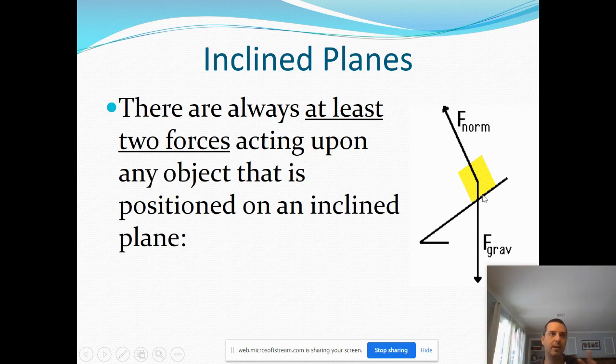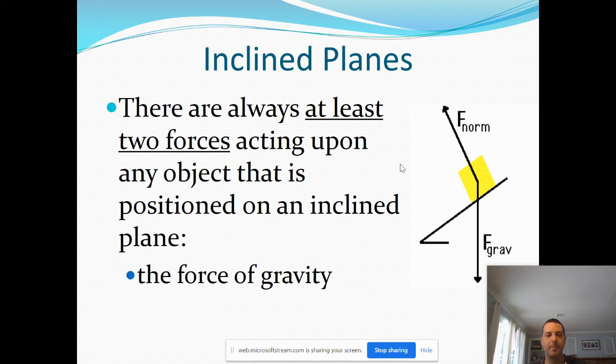Now, we talked about those three factors, but there's at least two forces that are always going to be acting on an object on an incline. The first one is going to be the force of gravity, right? And then the second one is going to be the normal force. Those two forces are at the bare minimum. The frictional force, which is what we talked about earlier, sometimes that's in play, other times it is not.